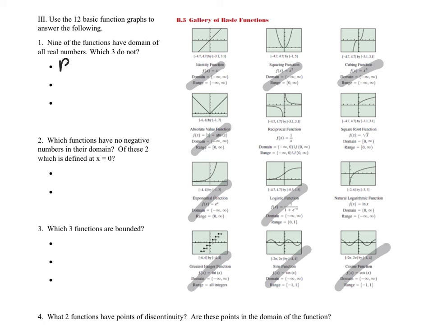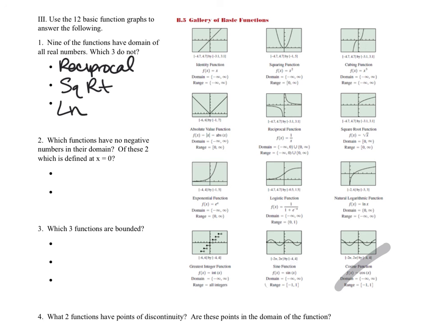Your reciprocal, which again, I probably will call rational a bunch of times, your square root, and your natural logarithm. Those 3 do not have a domain of all real numbers because those were the 3 that we had to do something with when we were doing this algebraically to figure out the domain. We had to set the reciprocal's denominator not equal to 0, the square root greater than or equal to 0, and the natural log greater than 0.